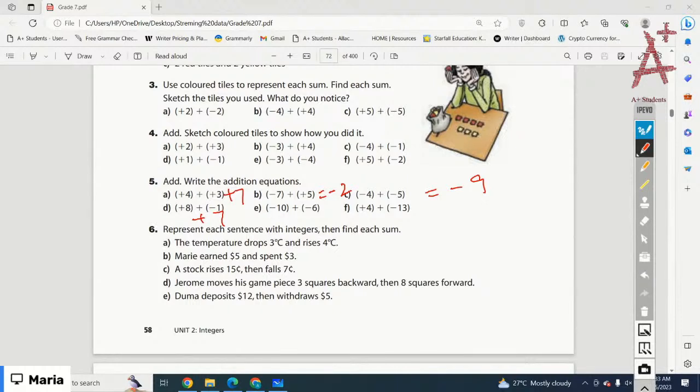-10 and -6. You have to count the tiles collectively because they are all same tiles. So that makes -16. +4 plus -13. Pair of 4 red and 4 yellow tiles makes 0. You are left with -9.